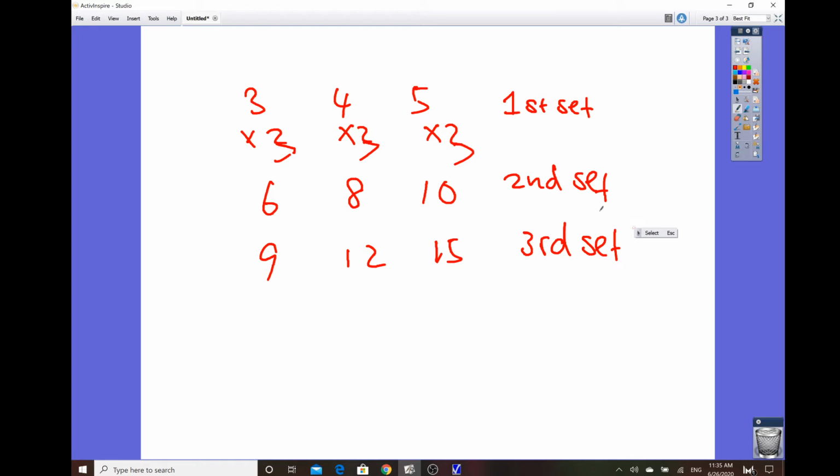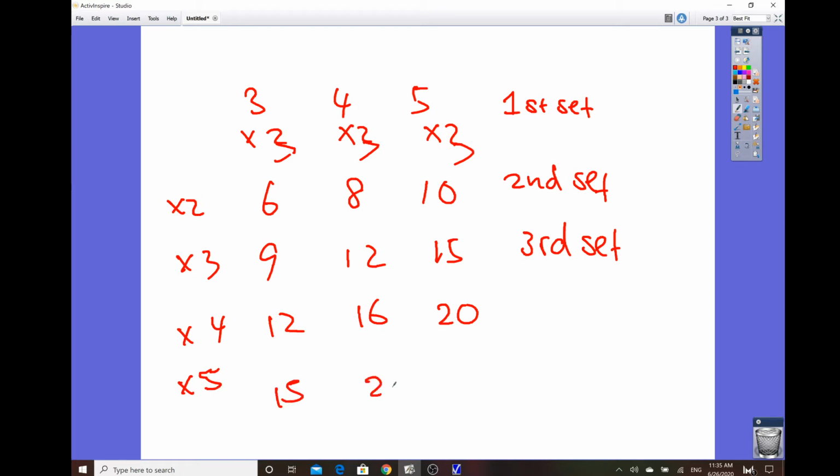So we can always keep moving along that way: multiply by 2, multiply by 3, and then multiply by the next integer, which is 4. So 3 times 4, you get 12, 4 times 4, you get 16, 5 times 4, you get 20. And then multiply by 5, then you'll get 15, and then 20, and then 5 times 5, which is 25. They're all considered Pythagorean triples.